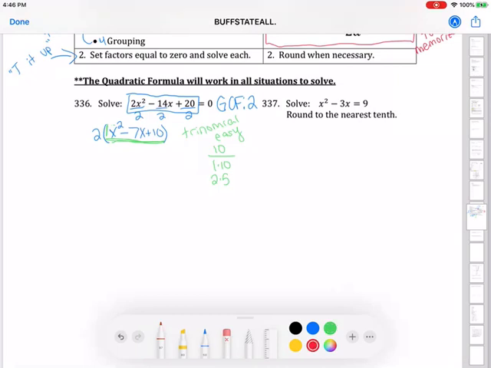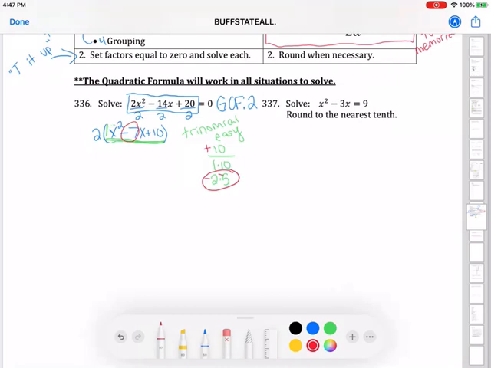From those pairs, I need to pick the pair that also adds to this middle number of negative 7. Now I also have to keep in mind I'm multiplying to that positive 10, so I can either pick a pair that's positive positive or negative negative. But since I'm adding to a negative 7, it's going to be negative negative, and hopefully you realize it's negative 2 and negative 5.